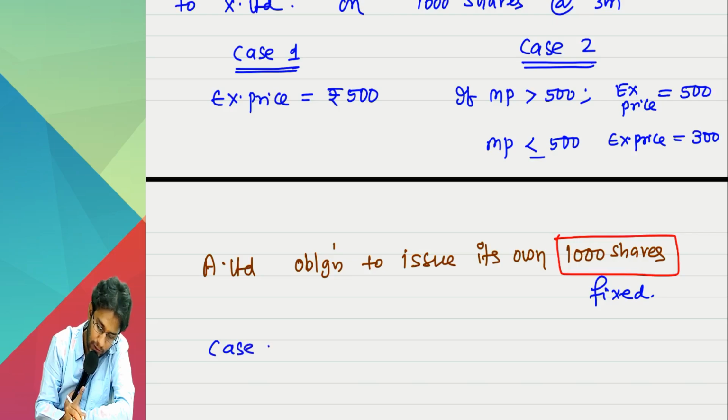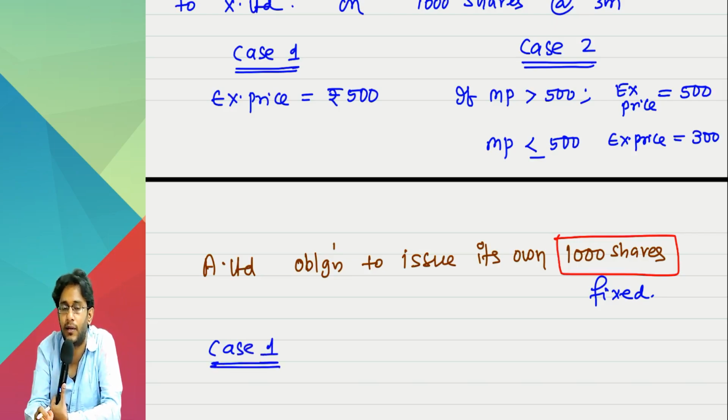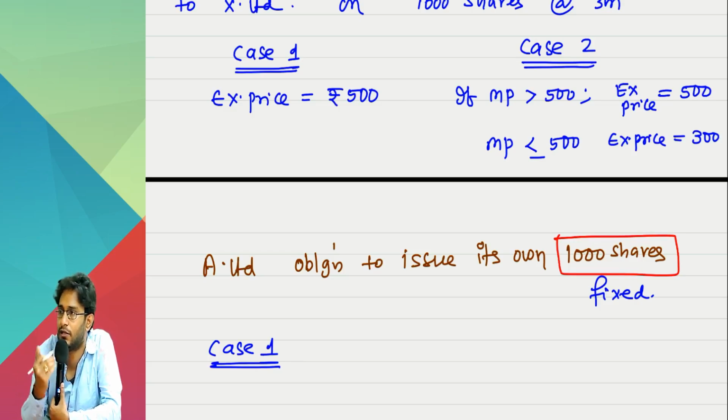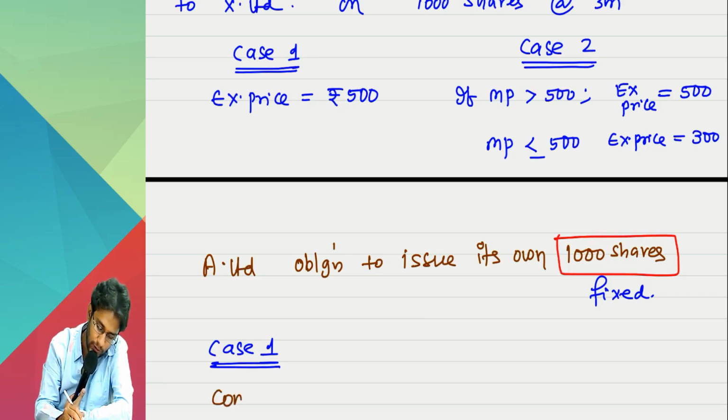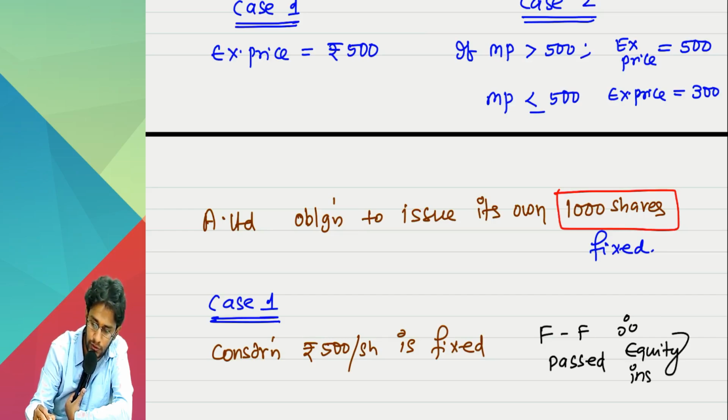Now in case 1, if I issue 1000 shares, how much money will I get? 1000 shares into 500 rupees. Consideration also is fixed. So in case 1, consideration is rupees 500 per share, fixed, which means overall your F2F test is passed. Therefore, this is classified as an equity instrument.